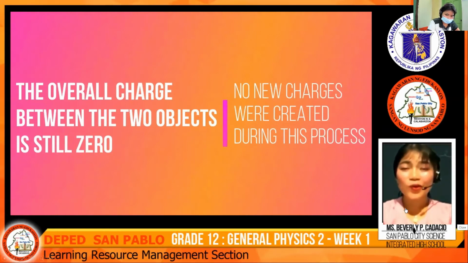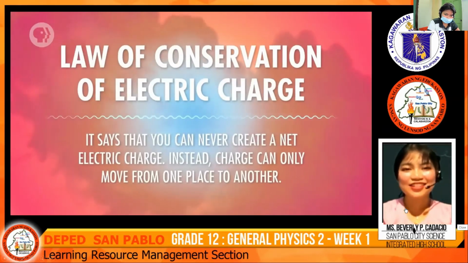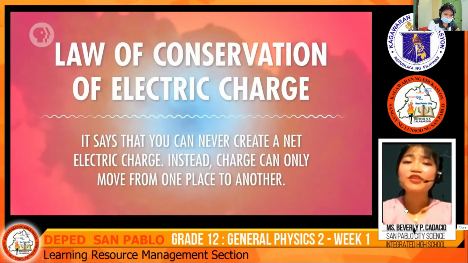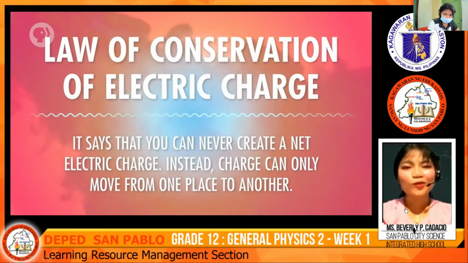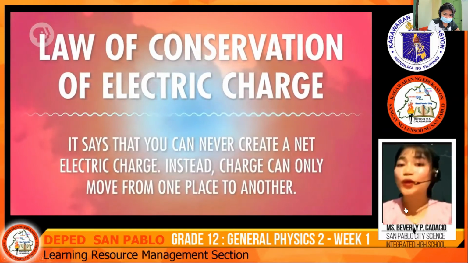This is known as the law of conservation of electric charge. It says that you can never create a net electric charge. Instead, charge can only move from one place to another.